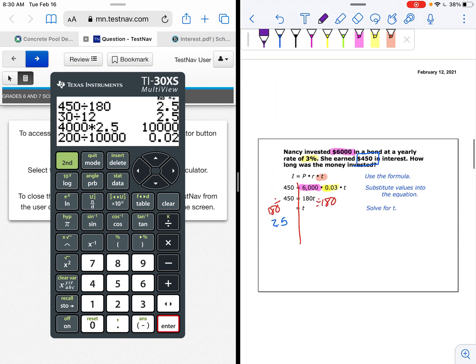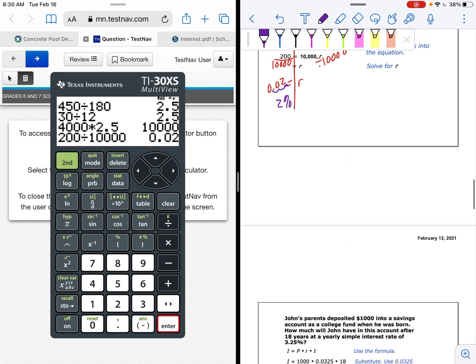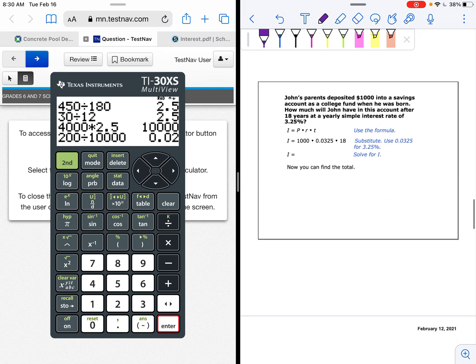And I think on this last one I said the rate was 2.5, and we were actually looking for time. So I apologize, I misspoke, and that just dawned on me. So here we go. We're looking for the interest on this one. John deposited $1,000 into a savings account, and after 18 years, at 3.25%, how much is John going to have in his account? So make sure you read the problem. Sometimes you have to find the interest to find the actual answer at the end.